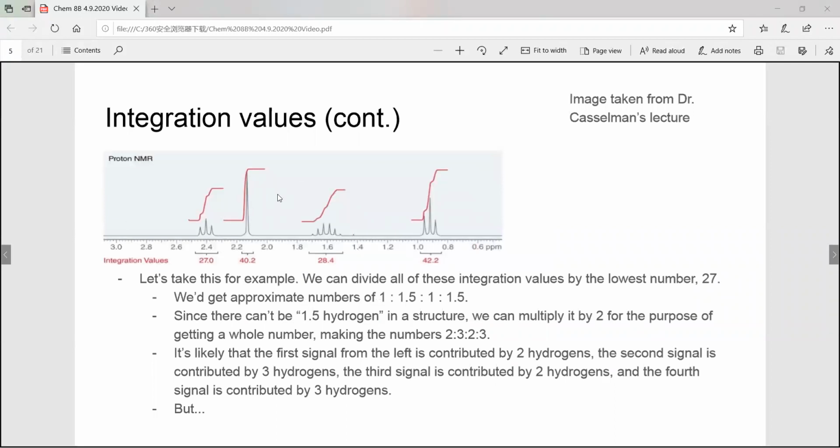Let's take this NMR from Dr. Castleman's lecture, for example. We can start by dividing all of these integration values by the lowest number, which is 27. We will get approximate numbers of 1 to 1.5 to 1 to 1.5. Since there can't be 1.5 hydrogens in the structure, we can multiply all of these numbers by 2 for the purpose of getting whole numbers, making the numbers 2, 2, 3, 2, 2, 2, 3. It is likely that the first signal from the left is contributed by 2 hydrogens. The second signal is contributed by 3 hydrogens, and so on.